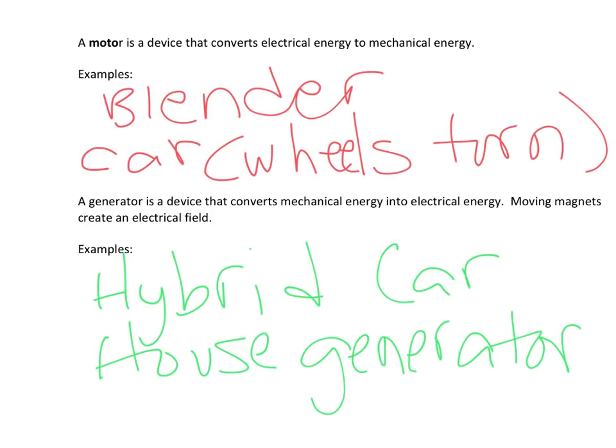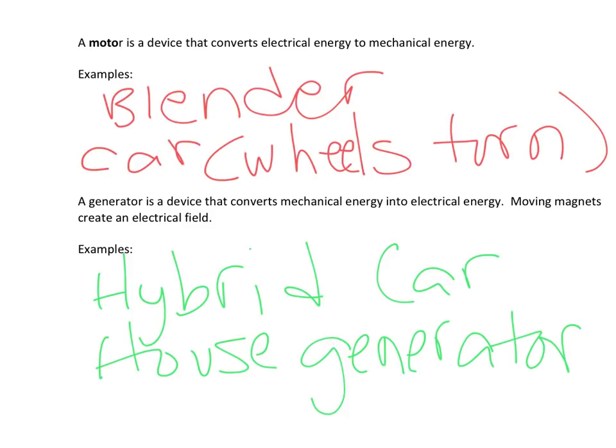All right, last thing we need to talk about is the difference between a motor and a generator. Both involve conversions, but a motor is an energy conversion that takes electrical energy and makes it mechanical energy. So a blender is a great example of this. A blender takes electricity, the electrons flowing through the wires, and it makes the blades spin. So it's electrical to mechanical.